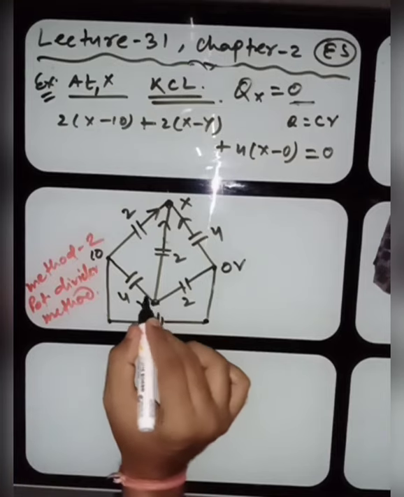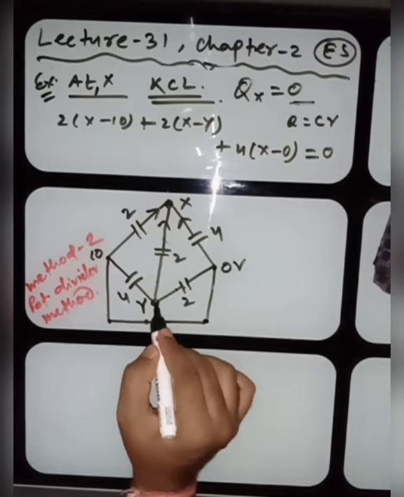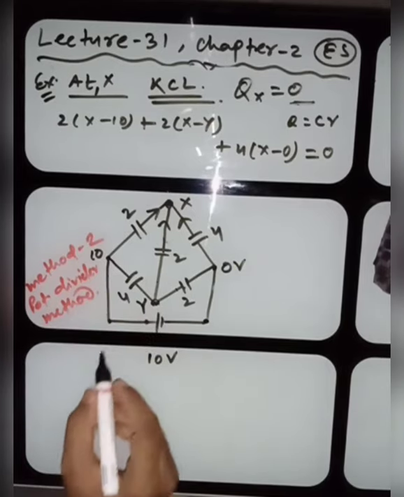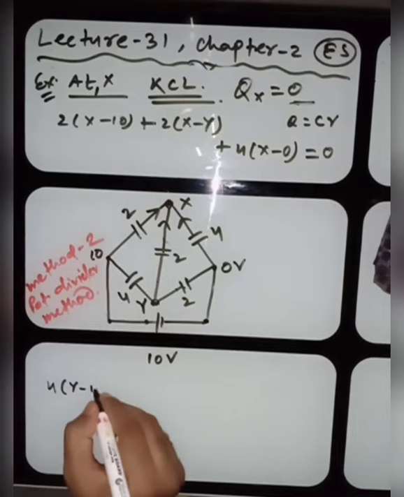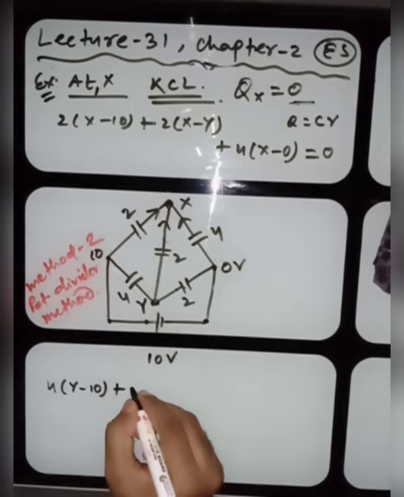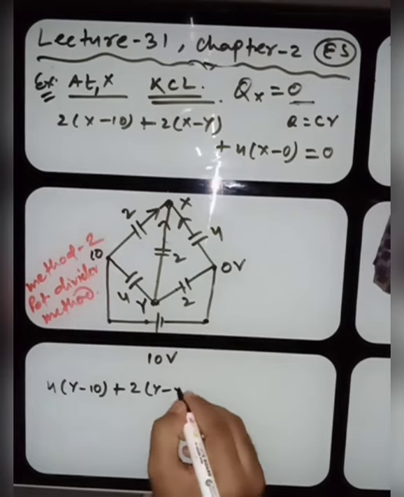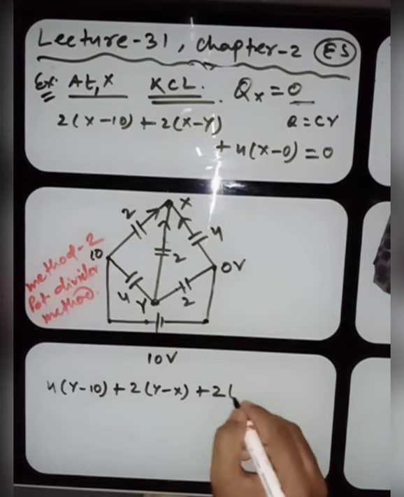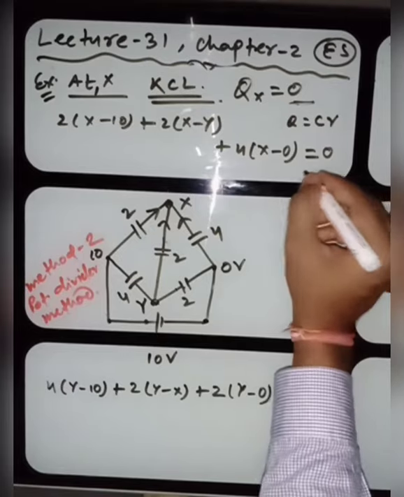The charge is coming from 3 sections, 1, 2, 3, coming or going, it doesn't matter. We are taking this Y point at high potential. So the charge for this one, Q is equal to CV. C is 4, 4 times V, how much? Y minus 10 plus 2 times (Y minus X) plus 2 times (Y minus 0), equal to how much? This is 0. Equation 1.